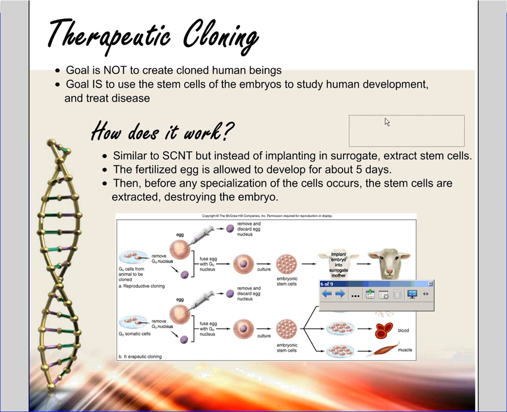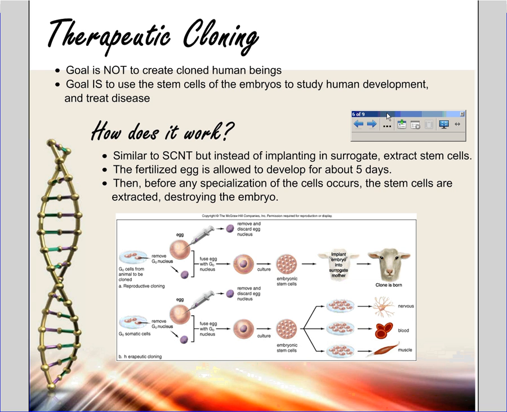Therapeutic cloning. The goal is not to create a cloned organism or a cloned human, for instance. Instead, it's to use the stem cells of the embryo. So basically, we get to the point of getting an embryo, and we harvest the stem cells in order to do some studies, to make tissues, or to treat diseases. So, how does it work?